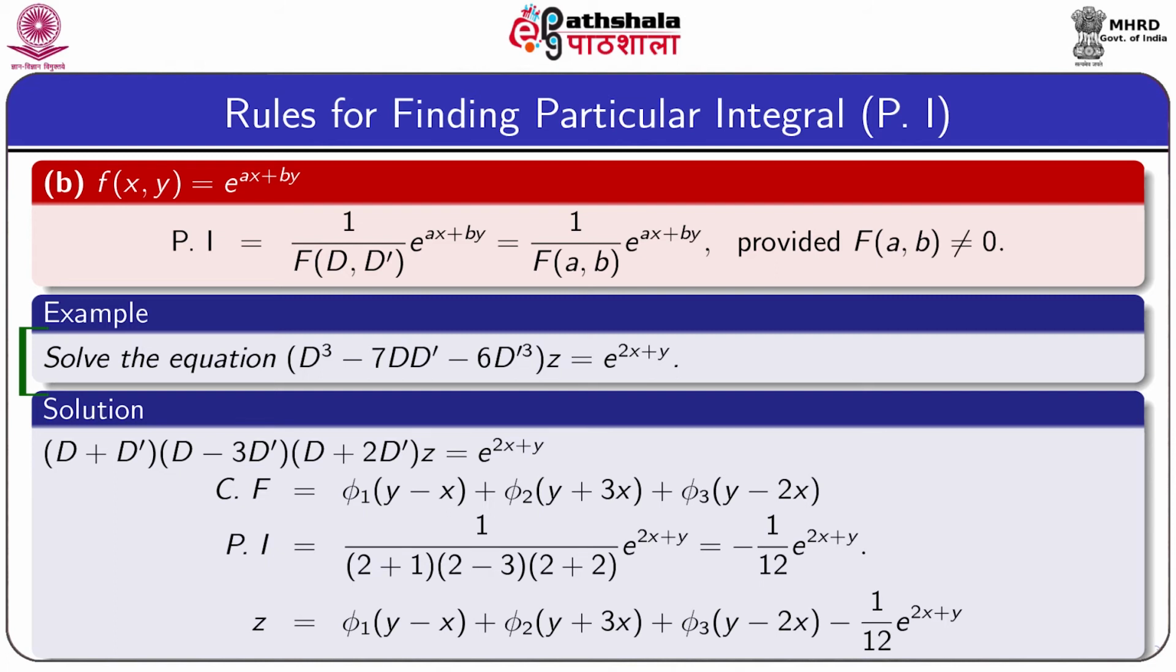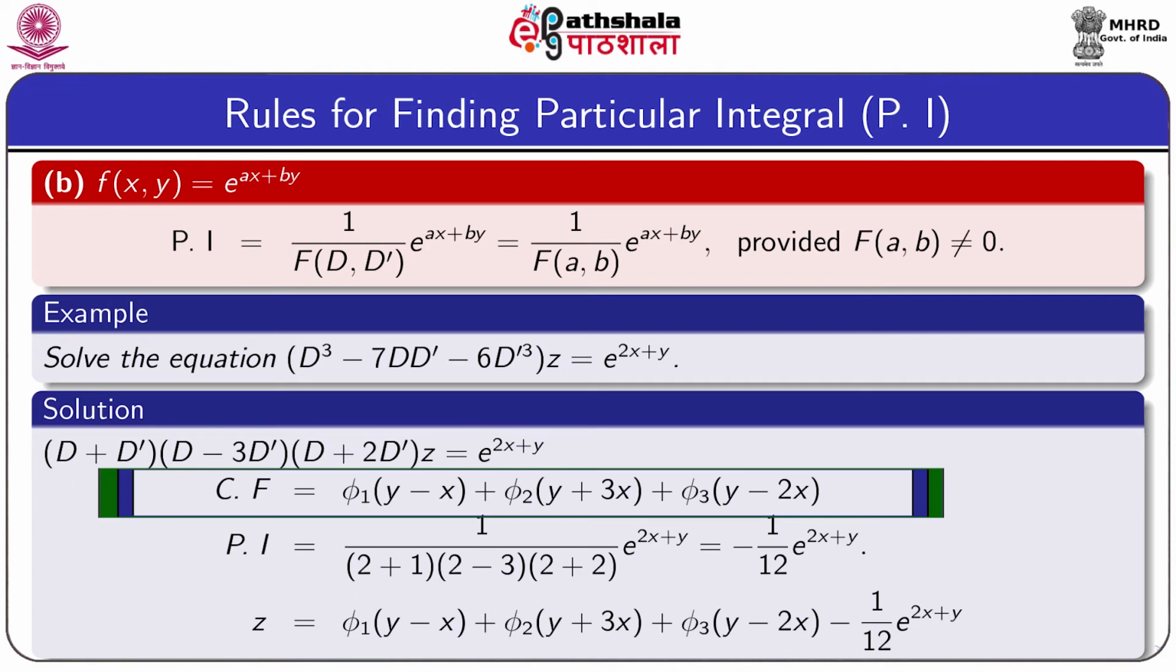Now, take this example. So, in this example we can see that the complementary function is reducible to linear factors. So, it is easy to find the complementary function, which is a linear combination of phi 1, phi 2, phi 3, where phi 1 is a function of y minus x, phi 2 is a function of y plus 3x, and phi 3 is a function of y minus 2x.